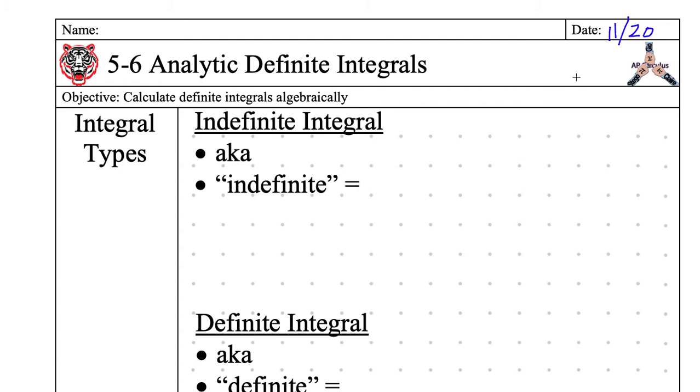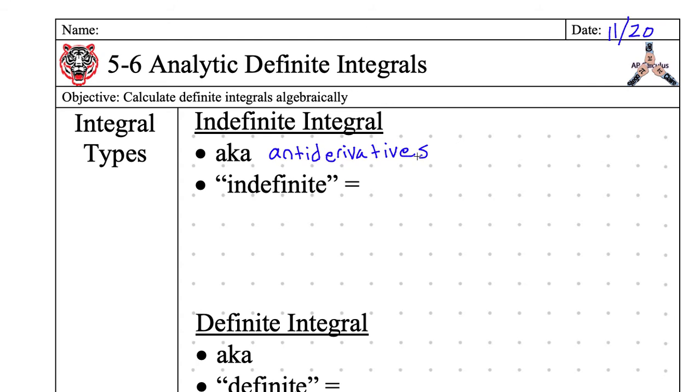Okay, so let's talk about the different types of integrals. You've seen indefinite integrals up to now. You didn't know that was the name, but that was the name. So another way that we say indefinite integral is saying antiderivatives. Antiderivatives is slightly less formal than saying indefinite integral. If you say indefinite integral, you're being very precise. You're not being pedantic. You're just being precise.